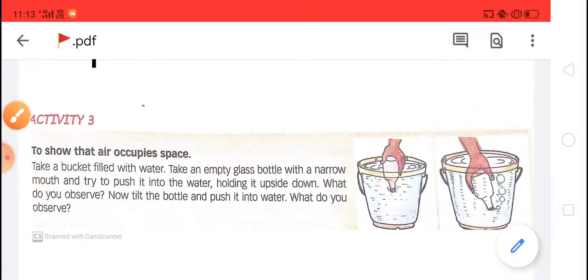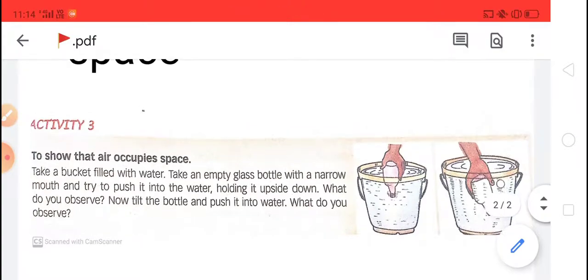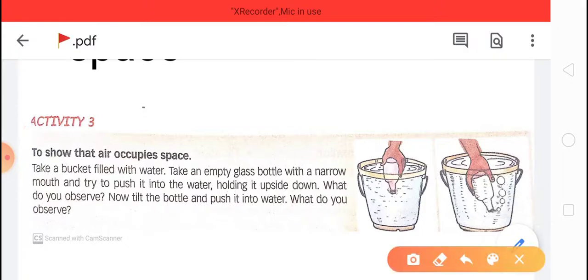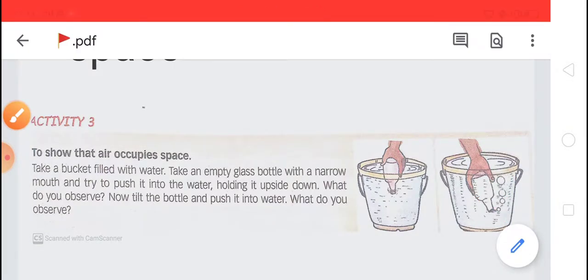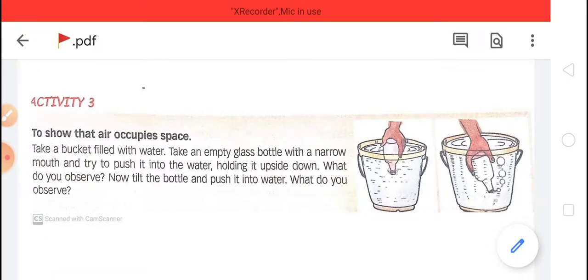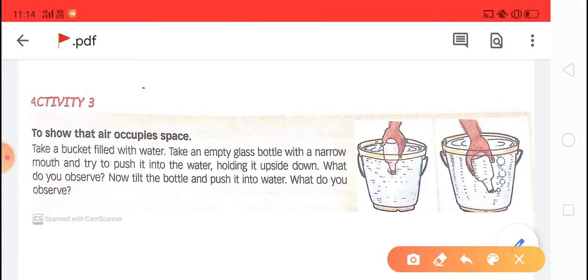When you tilt the bottle means जब हम बॉटल को थोड़ा सा टिल्ट करेंगे, थोड़ा सा टेढ़ा करेंगे, तब एयर inside the bottle escape out, means come out in the form of bubbles. You can see here bubbles. Okay, when we tilt the bottle, the air inside the bottle escapes out in the form of bubbles and water takes up the space earlier occupied by air.